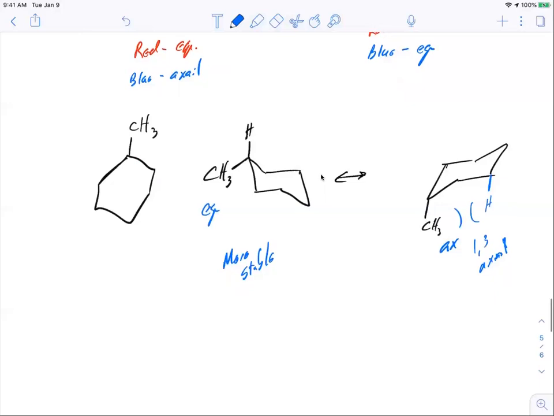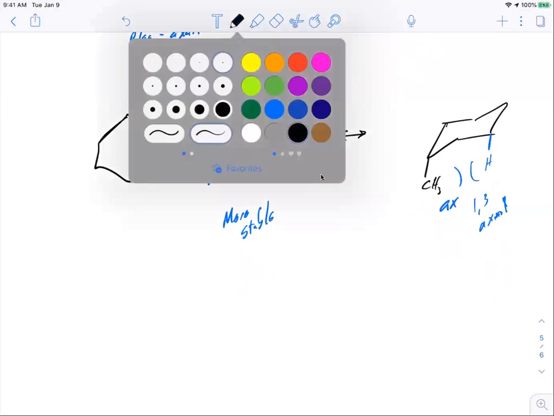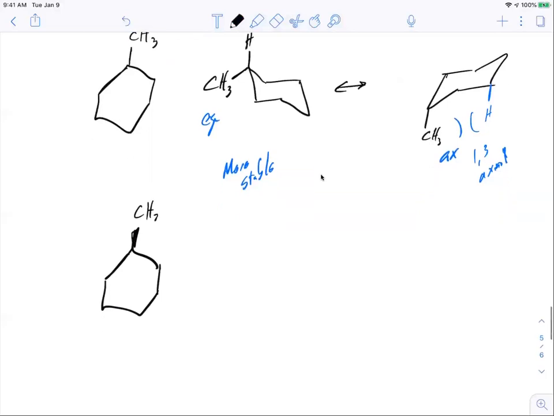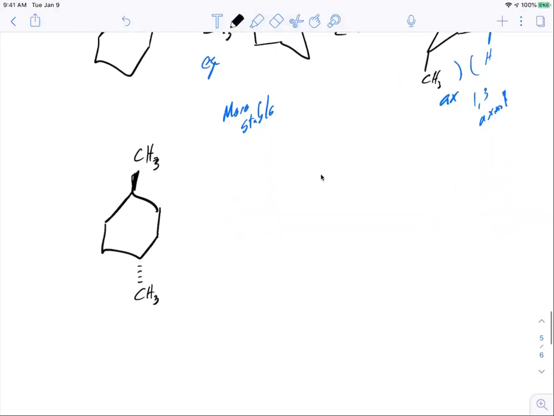Okay. The big question comes, what happens if you have more than one thing? If you have one thing attached, put it in the equatorial, you're safe. What happens if I have two things attached? And for two things attached, notice I'm now needing to designate whether those are up and down, right? Because this molecule and this molecule are not equivalent.